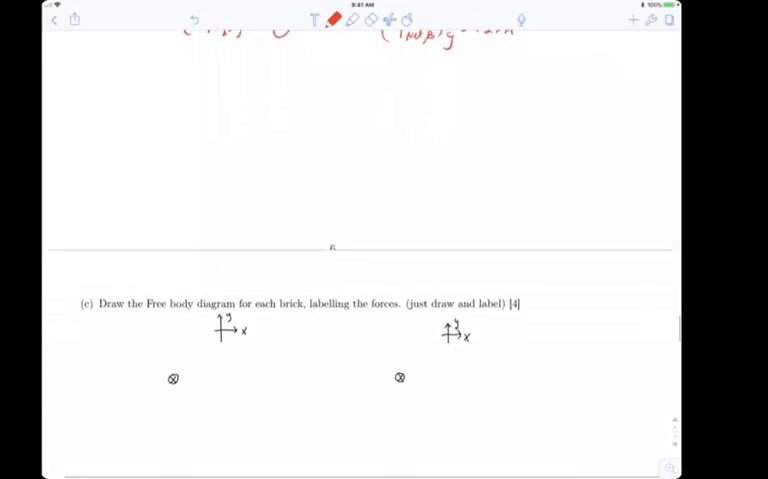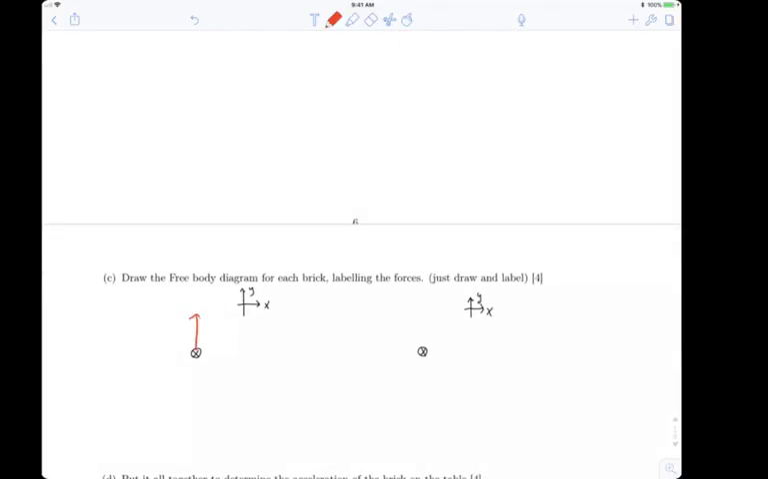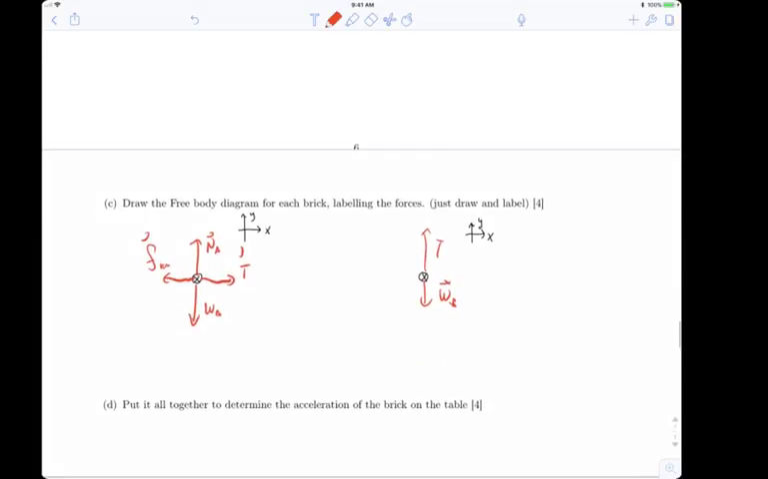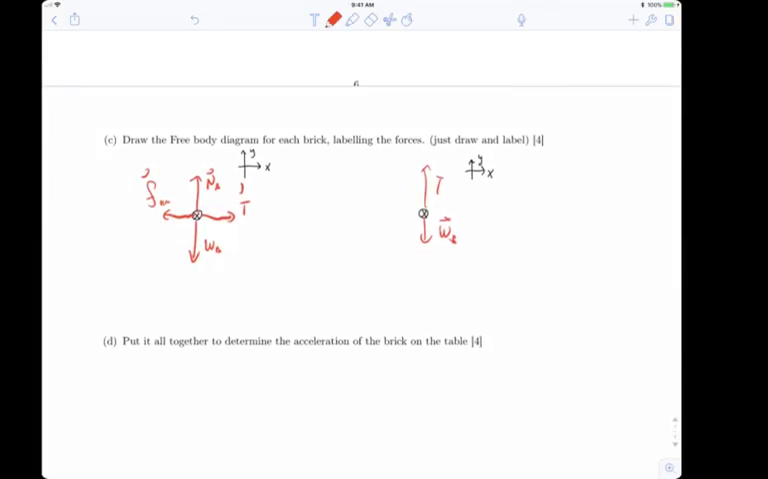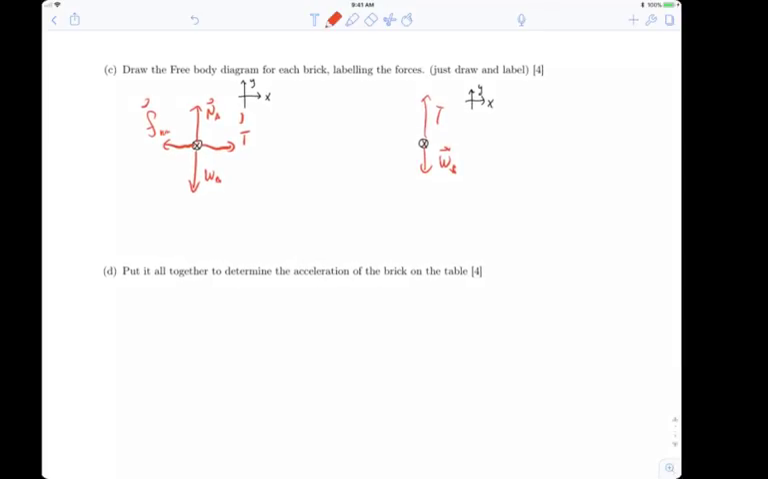All right, free body diagrams. A is going to have a normal force. It's going to have a weight. It's going to have a tension force. And it's going to have a friction force. B is going to have a tension force. And it's going to have a weight. Okay, now I need to put this all together.